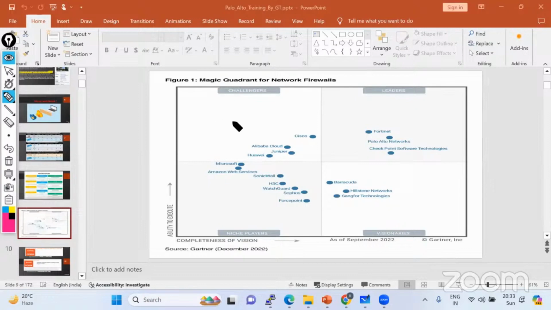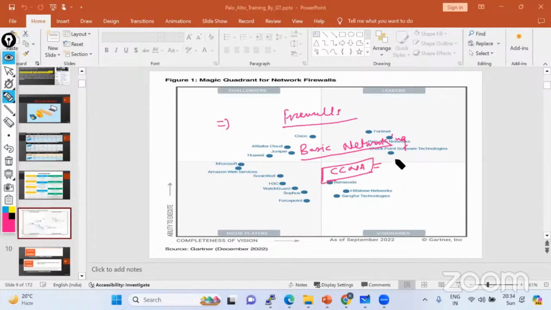Sorry for that. If you are a beginner or a fresher, my strong recommendation is that instead of directly learning firewalls, you should start with basic networking. What is basic networking? You just go with the CCNA. This is my humble request.